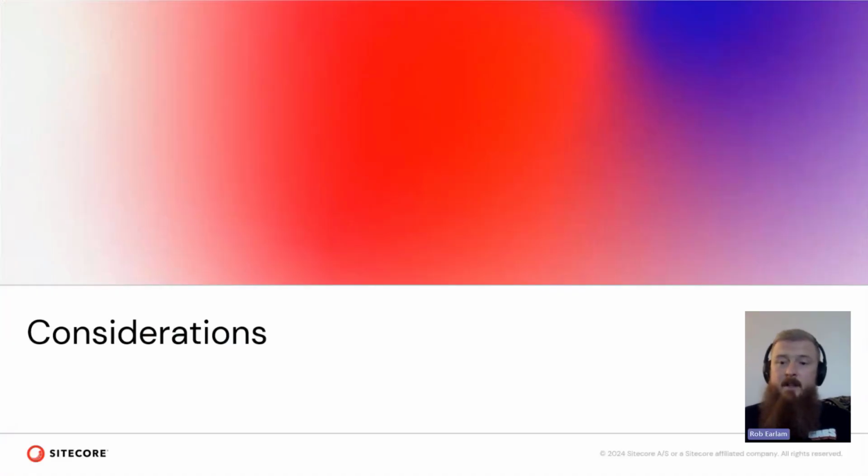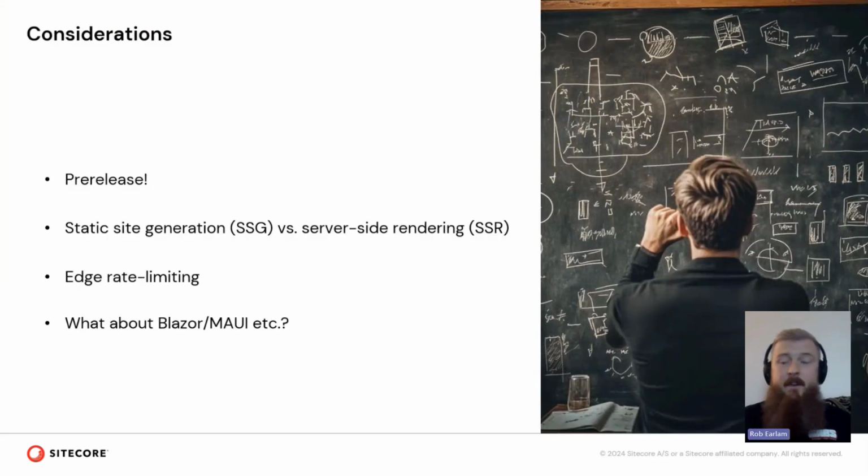Okay, so I'm going to finish up by talking about some considerations that you might want to think about when you're choosing whether to build with the ASP.NET Core SDK. The first key one, I think I've mentioned it a few times now, is that this is a pre-release. We're working towards a version 1. We've called it an alpha release so far. If you need every single XM Cloud feature today, this probably isn't for you.